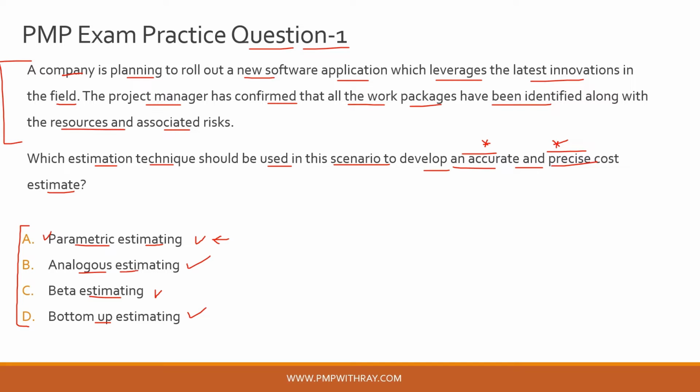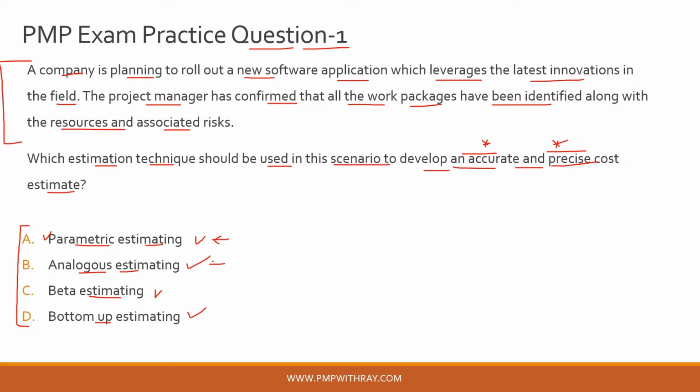So analogous estimating, and this is also known as top-down estimating, is a less detailed estimation technique that uses historical data from similar past projects as a basis of estimating the current project. Okay, this method assumes that the current project will be similar in nature, okay, and complexity as well to previous projects, and therefore extrapolates estimates from those previous project to this current project.